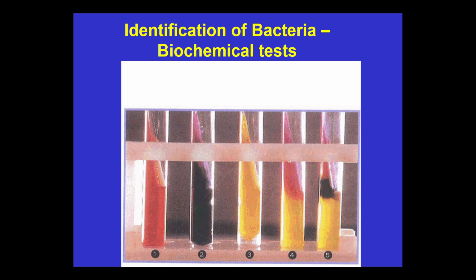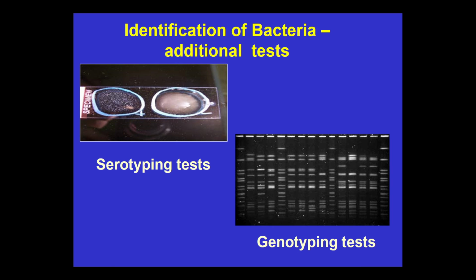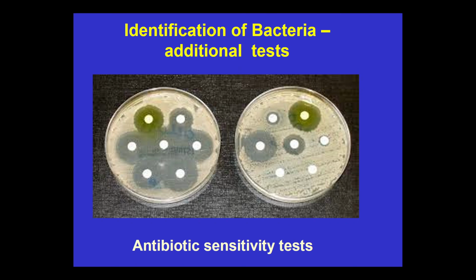And then we perform biochemical tests. Then we may perform additional tests, serotyping or genotyping, that are used for identification of bacteria. Then we perform antibiotic sensitivity testing. But these are additional tests. By the moment when we perform antibiotic sensitivity testing, we know already the name of the bacteria according to binomial nomenclature.